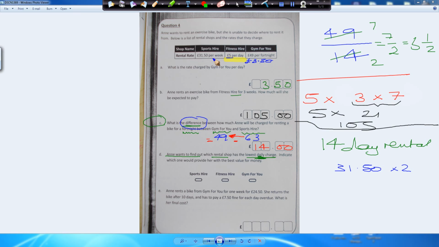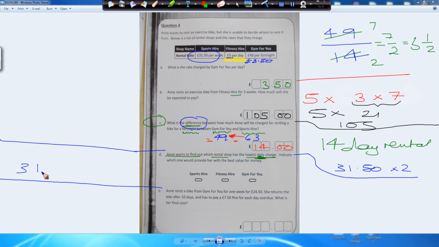Now £31.50 per week is Sports Hire. We haven't done that one yet, have we? No. Let's do that now then. Okay, let's do D. So we need to work out £31.50. What do you divide it by to work out the daily rate? 7. You divide it by 7. Excellent. Well done. 7 into 3 is nothing, remainder 3.